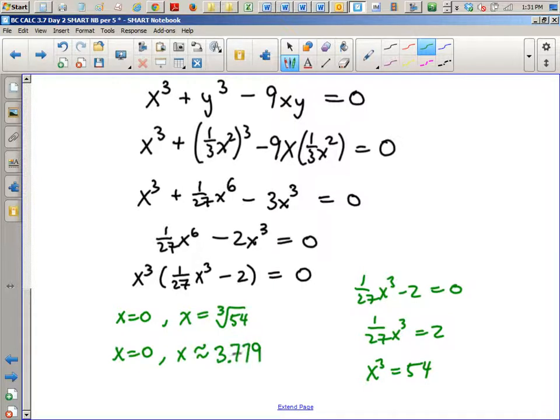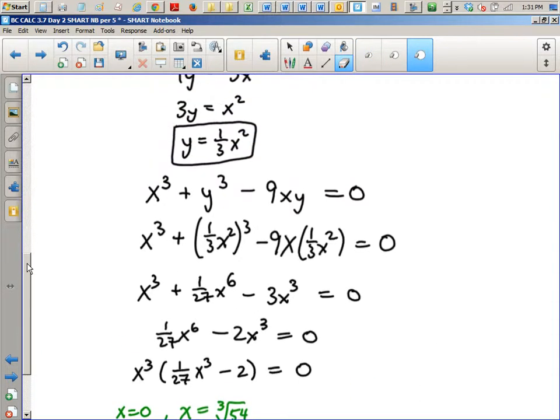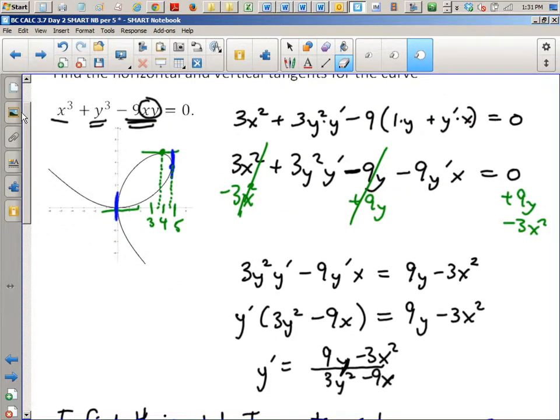Hey, I was right. The horizontal tangents were at the origin, and I predicted there'd be one between 3 and 4. Of course, I've done this problem before. So let's go back up and look at our graph. See our graph? Like we said, look at the 2 green lines. There's one at the origin, and there's one at x equals 3.8, roughly.